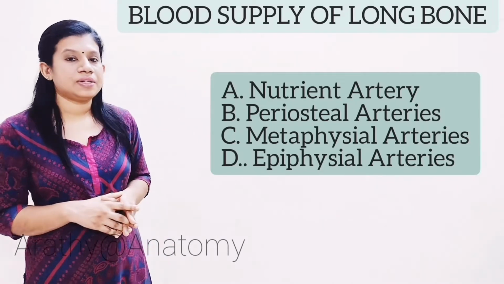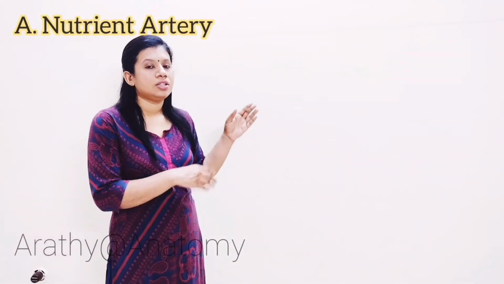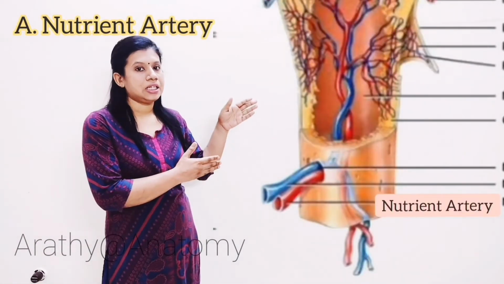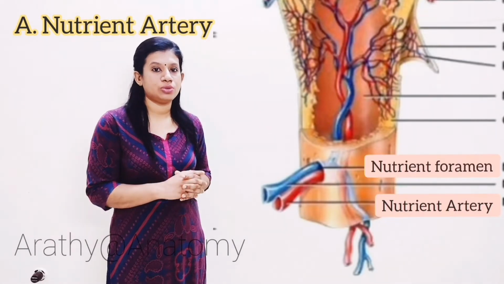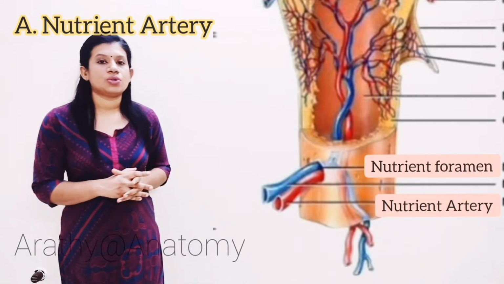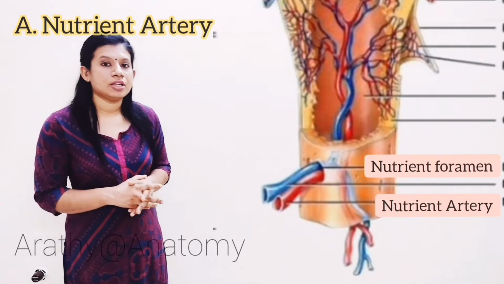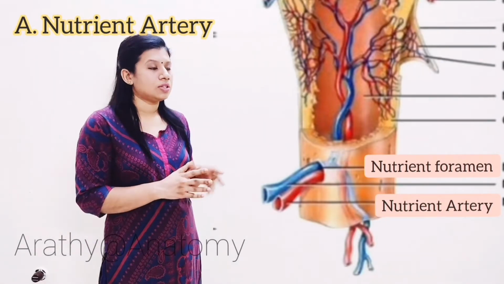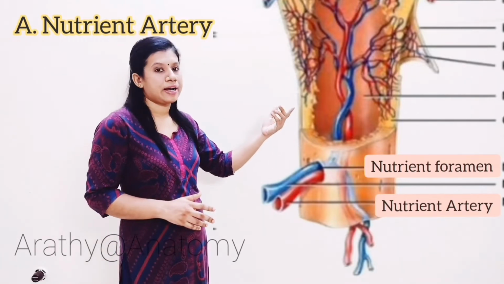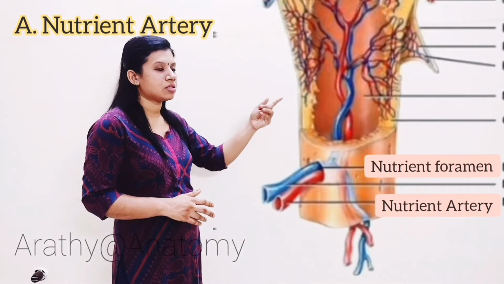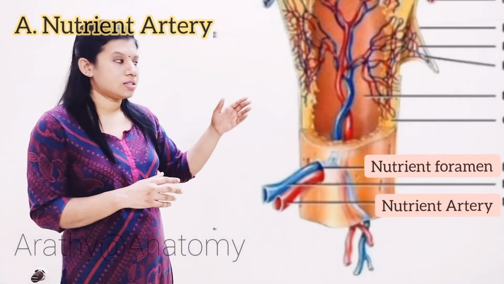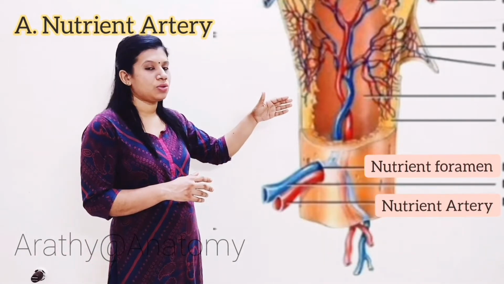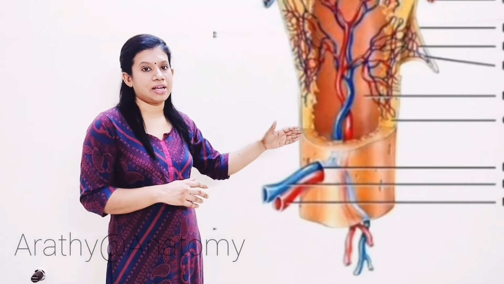Now moving on to the first one, that is called the nutrient artery. The nutrient artery, in the diagram you can see, enters the bone through a foramen which is called the nutrient foramen. Usually this nutrient foramen is away from the growing end of the long bone. It passes through the cortex and reaches the medullary cavity. As soon as it reaches the medullary cavity, it divides into ascending and descending branches.